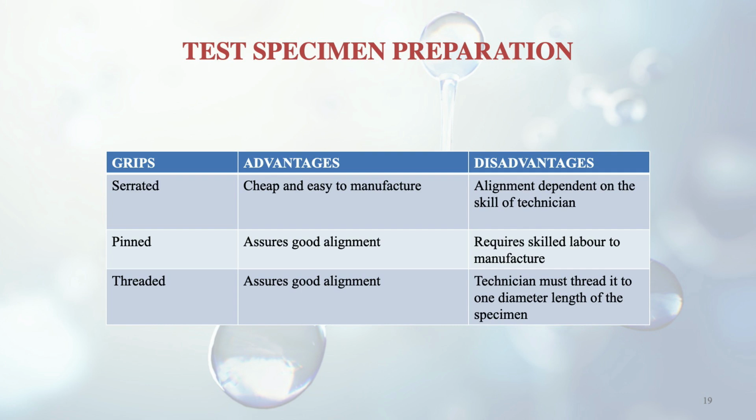The second one is the pin grip, where the alignment is very good, but again it requires skilled labor to manufacture. The third one is the threaded grip, and it has the advantage of good alignment. The technician must thread it to one diameter length of the specimen, meaning that much skill is not required, but the preparation before that is very much required. The specimen has to be threaded up to one diameter length.